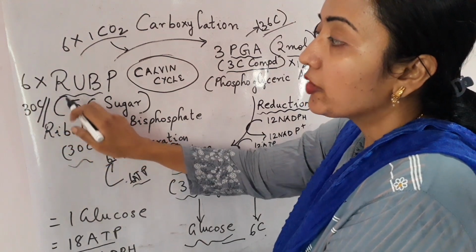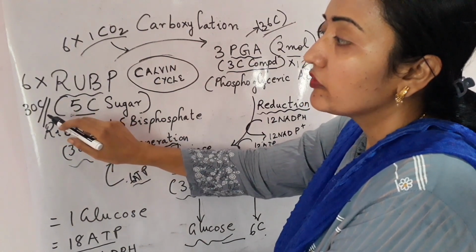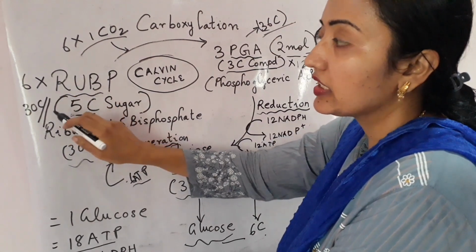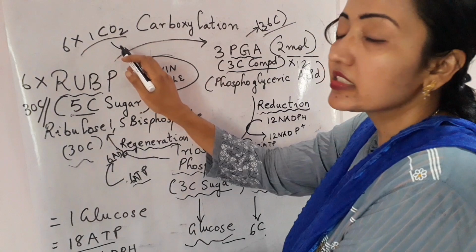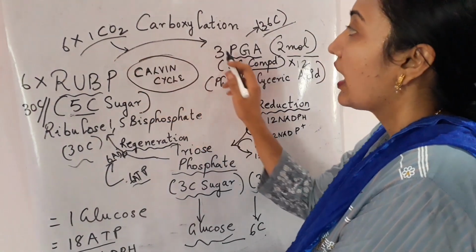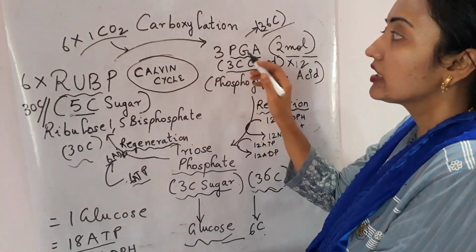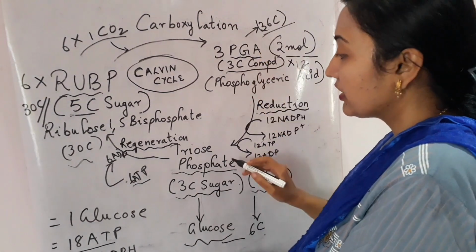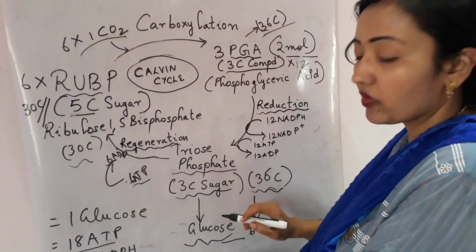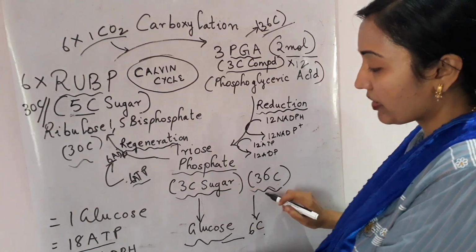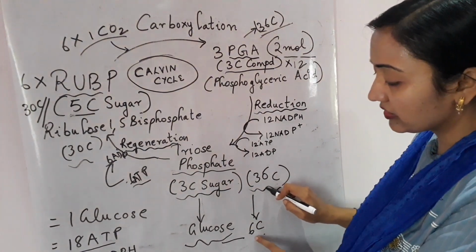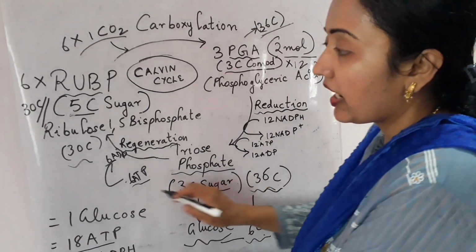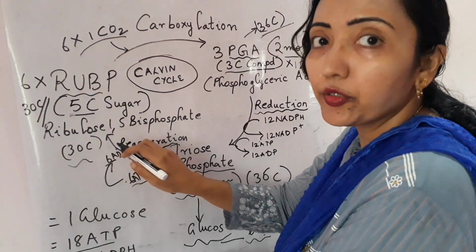This RuBP is a 5 carbon compound, which becomes 30 carbon because it is rotated 6 times. 6 into 5, 30, and this combines with 6 molecules of carbon dioxide, and it produces 36 carbon, 3-PGA, 3-phosphoglyceric acid, which is a 3 carbon compound. Again it undergoes reduction to produce triose phosphate, which is a 3 carbon compound, and 36 carbons. Out of the 36 carbons, 6 carbon forms glucose, and 30 carbons form RuBP.